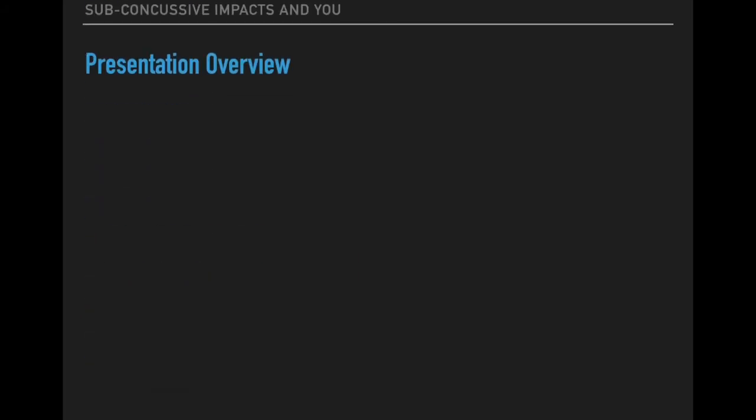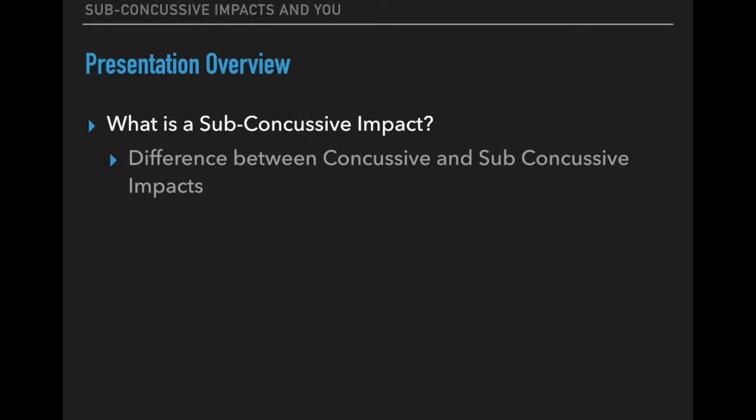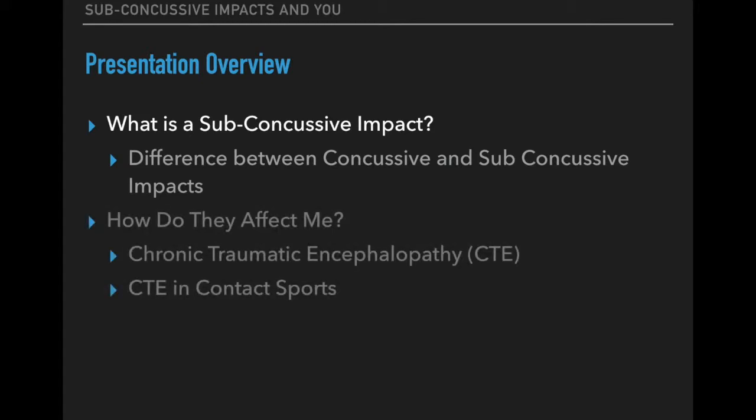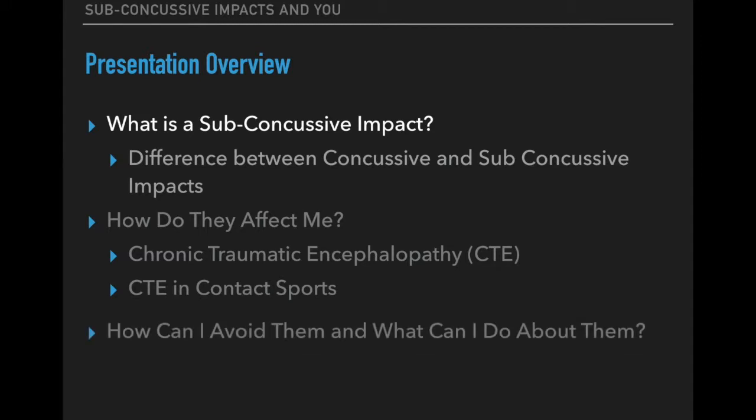Here's an overview of what we'll be talking about. First of all, what is a subconcussive impact? And we're going to talk about the difference between a concussion and a subconcussive impact. Second, how they affect you. I'll be talking about diseases like chronic traumatic encephalopathy and CTE in contact sports. And third, how can you avoid them and what can you do about them?